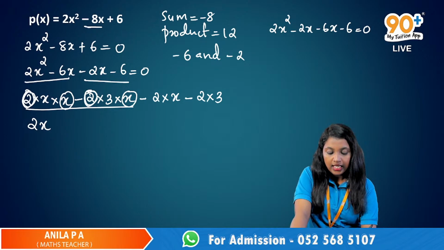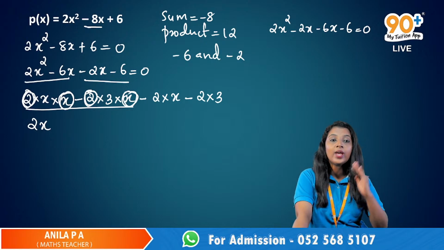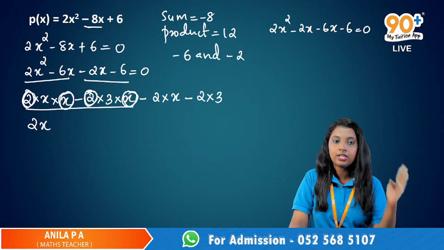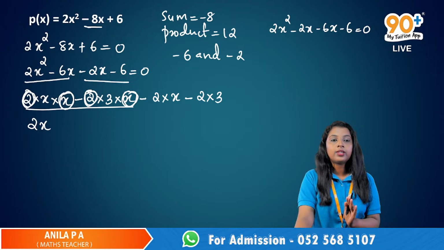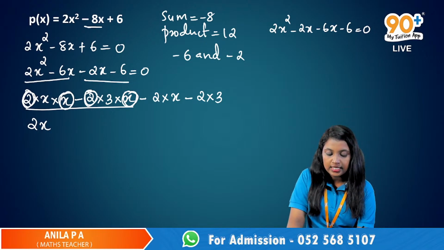And again, here we have one x, and here also we have an x, which means this 2x is common. It is present in both terms. That is why we are saying it is common. So 2x is common.